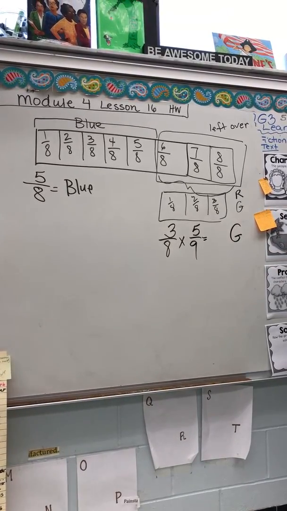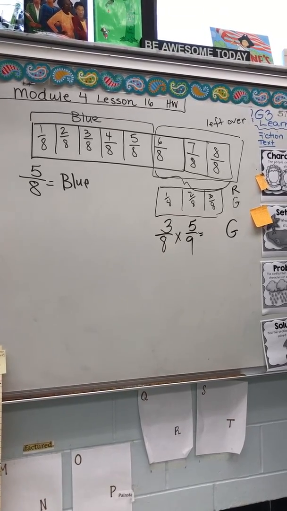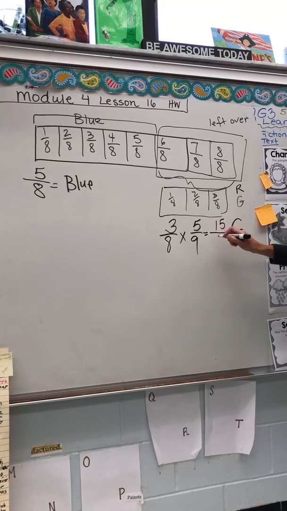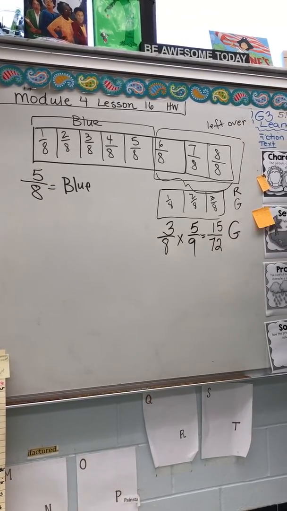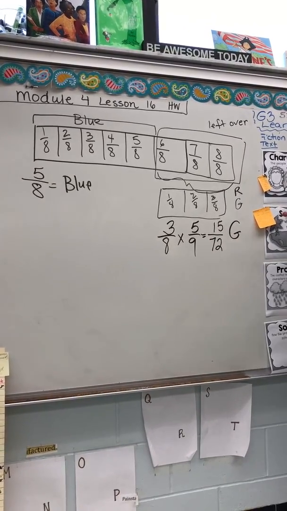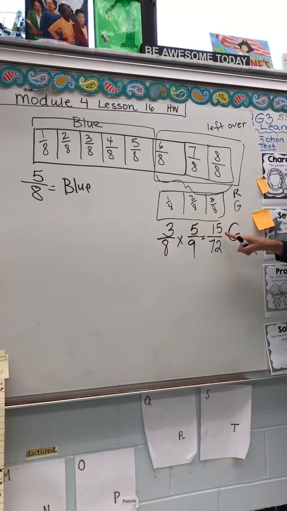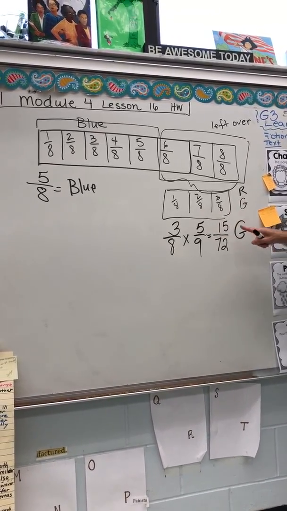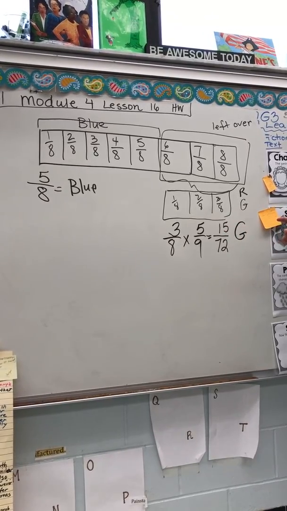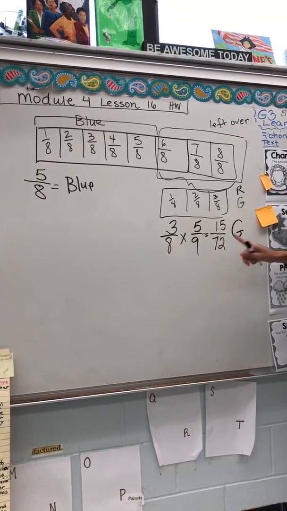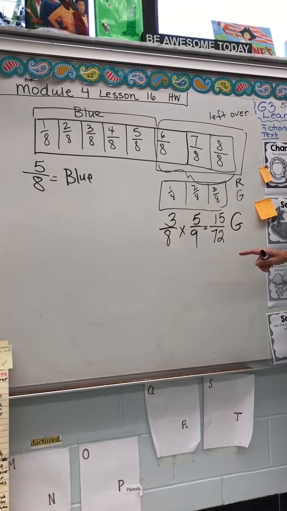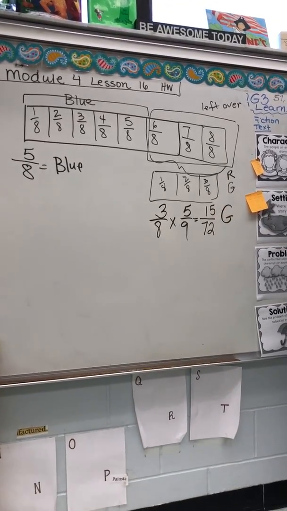Now we know with our multiplication of fractions, we're going to multiply straight across. So we end up with 15 over 72. I'm going to remind you of my trick. If we add the digits and they're divisible by 3, then this whole number is divisible by 3. 5 plus 1 is 6. Is that divisible by 3? Yes. 2 plus 7 is 9. Is 9 divisible by 3? Yes. Therefore, both of these are divisible by 3.